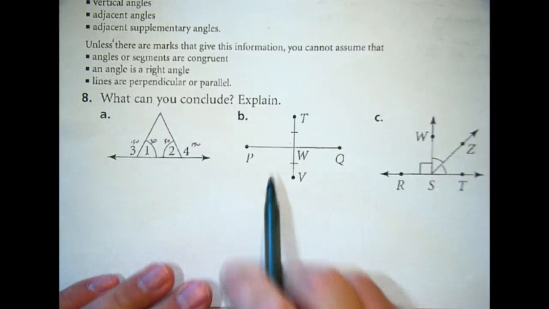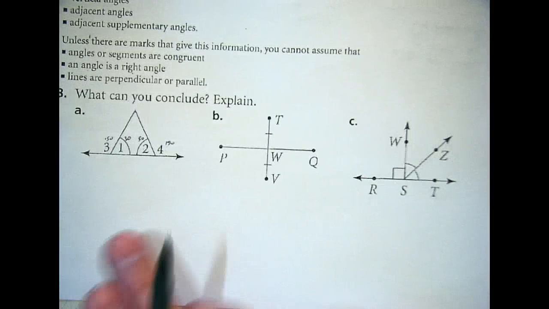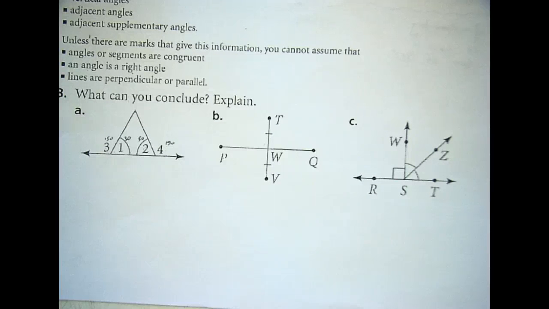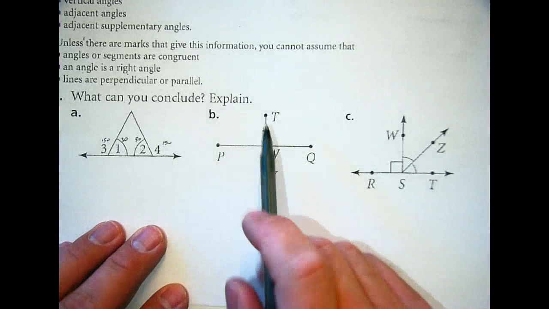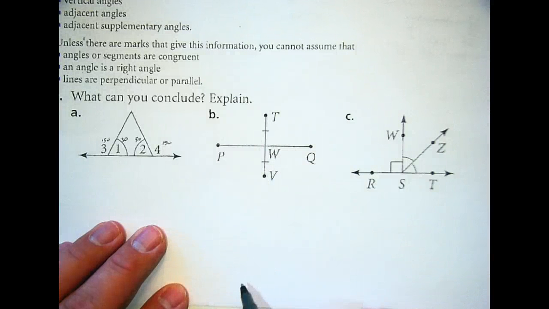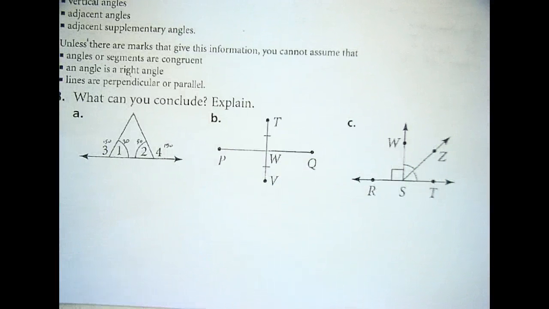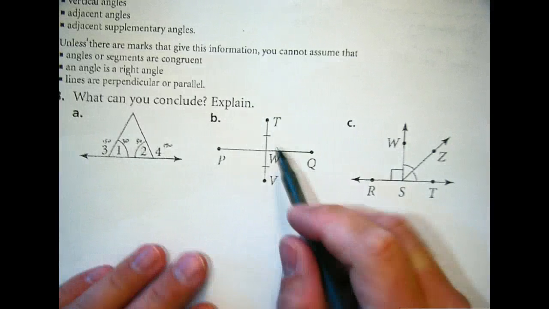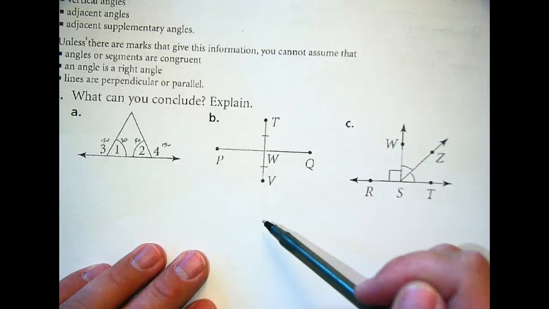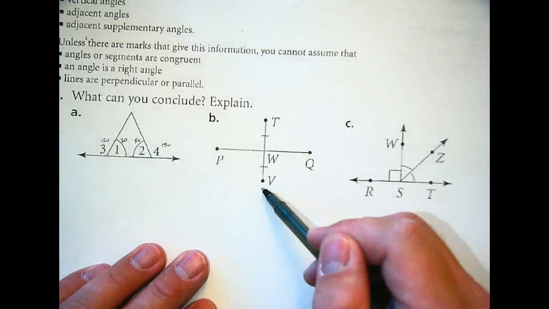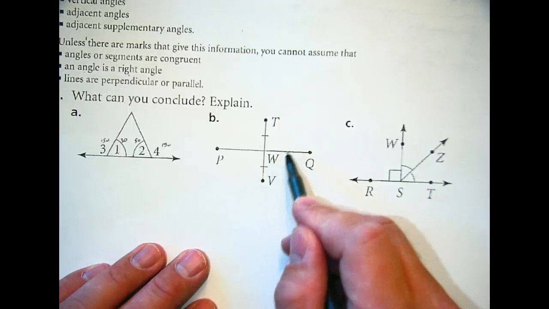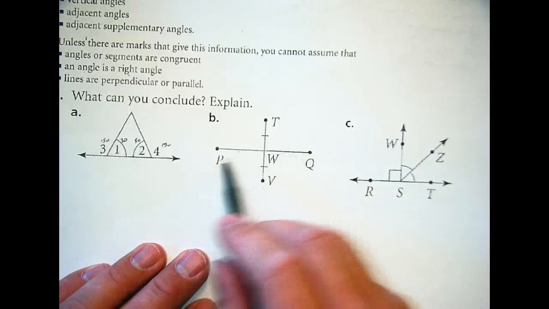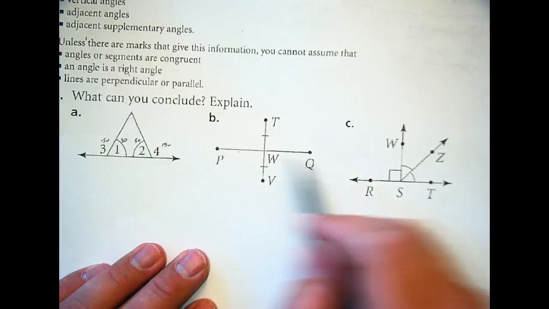Very good. How about letter B? Hannah. Very good. Yeah, PQ is the bisector of TV. Chase. Segment TV is congruent to PQ. We don't know that. We don't know that this one's bisected, and we don't know that these two are congruent.